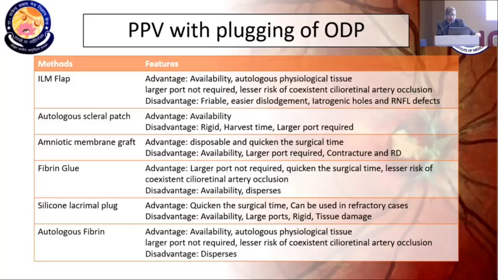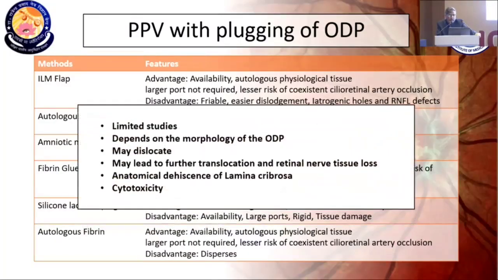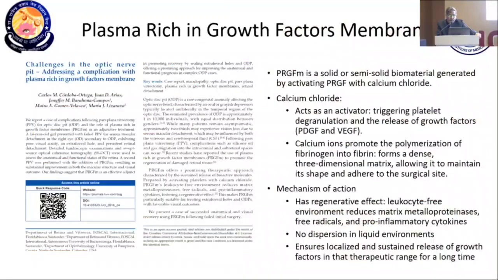The patient is lucky. So these are the advantages and disadvantages, depending on the morphology of the optic disc. Limited studies, it may dislocate. That is the important thing. Dislocation of the flap is very important in these cases. If we can fix it, that's why Hassan et al. did 20 cases, put this scleral plug and showed 100% results.